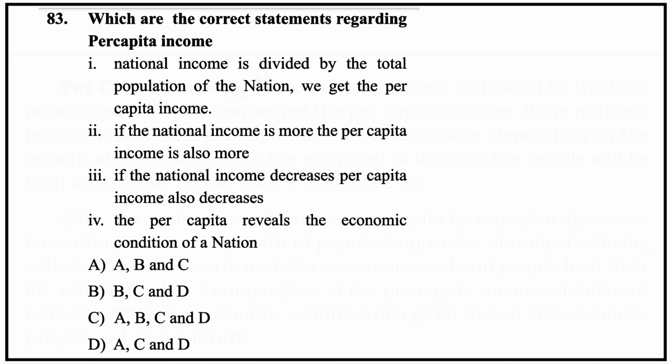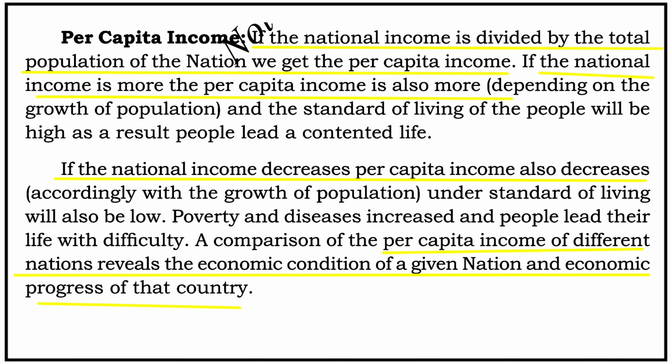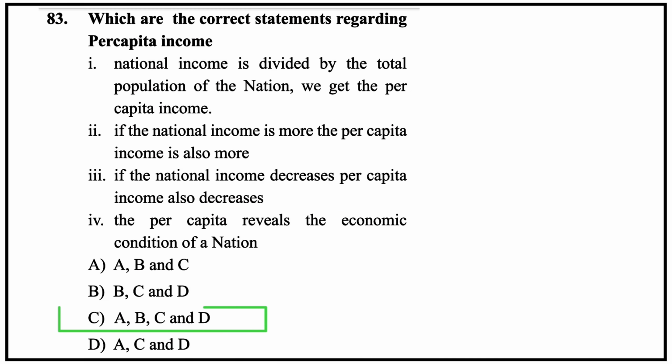Let's find the answer. If the national income is divided by the total population of the nation, we get the per capita income. If the national income is more, the per capita income is also more. If the national income decreases, per capita income also decreases. Per capita income of different nations reveals the economic condition of a given nation. Our right option is here C. 1, 2, 3, 4 are correct.